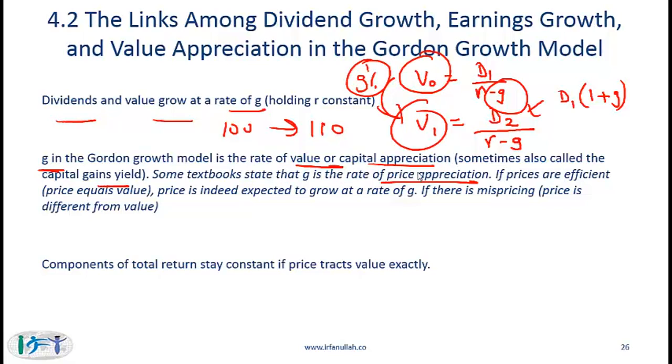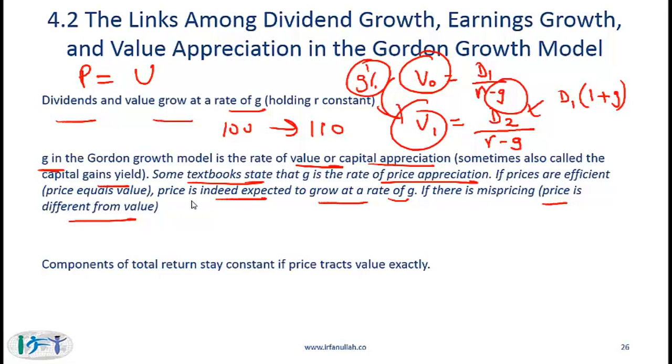Some textbooks state that G is the rate of price appreciation. Is there a discrepancy between these textbooks and what we are saying here? If prices are efficient, which means that the market price is equal to the value, then price is indeed expected to grow at a rate of G. Okay, so only in efficient markets. But if there is mispricing or we have inefficient markets, then the price is different from value.